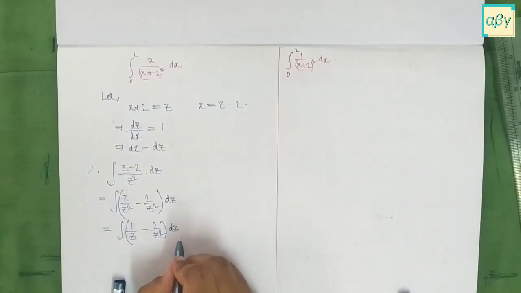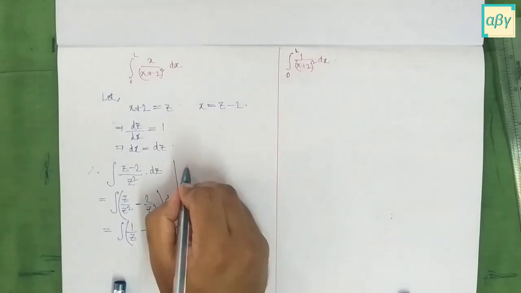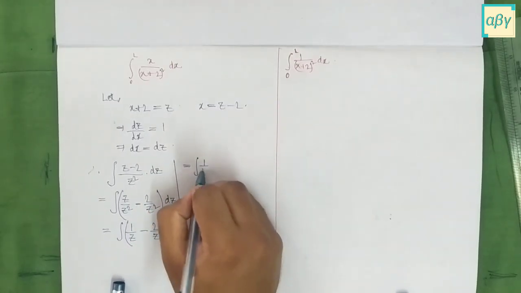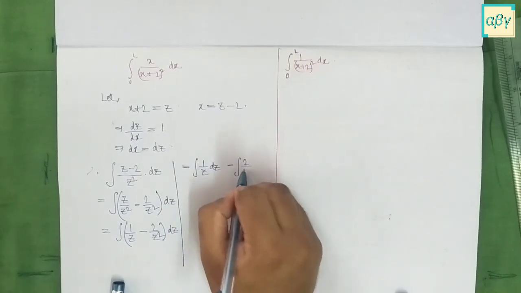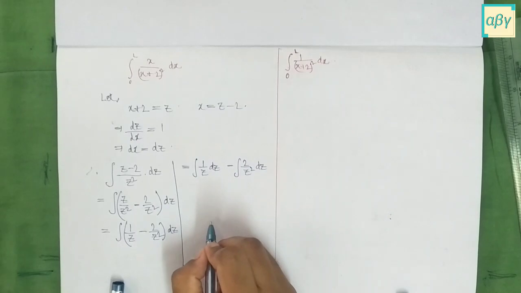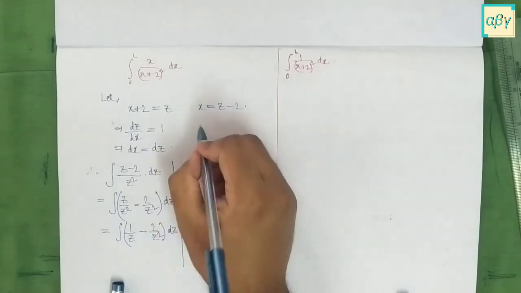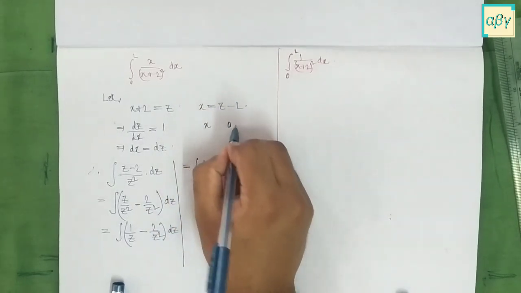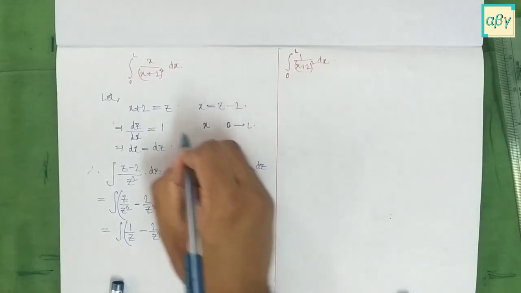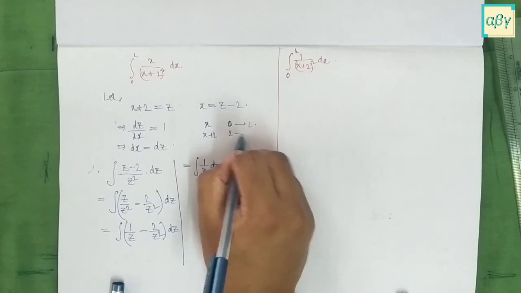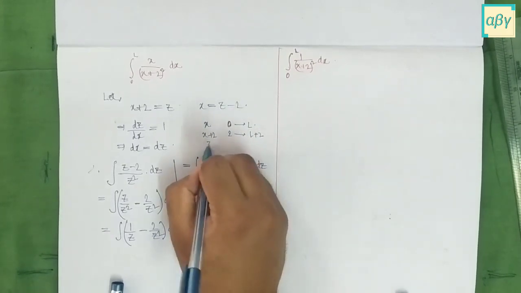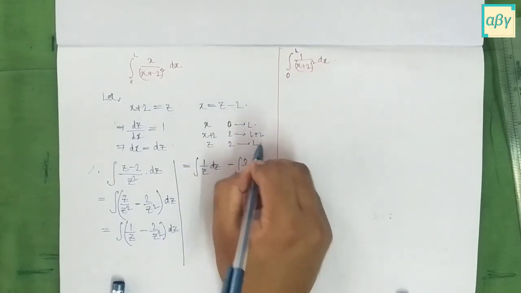So this will be equals now integration of 1 by z dz minus integration of 2 by z square dz. Now let me write the limits. For x, the limits were from 0 to L. Now what is z? z is x plus 2. So for x plus 2, your limits will be from 2 to L plus 2. So therefore for z, the limits will be from 2 to L plus 2.